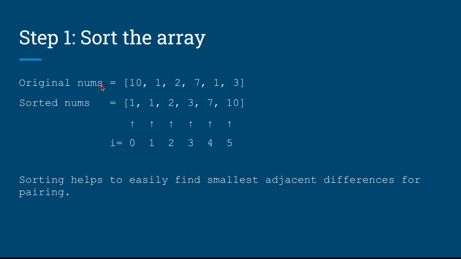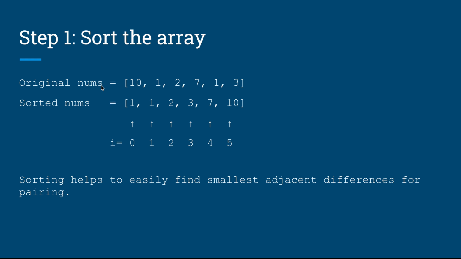Let's suppose, as per the intuition, what we need to do first is sort this array. When we sort this array, we will see that all these values are sorted.